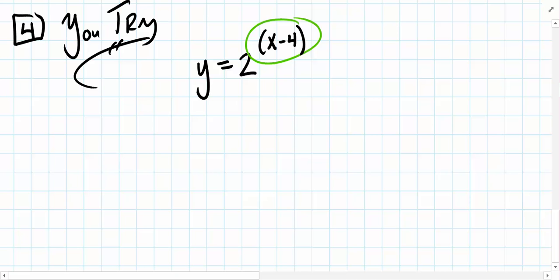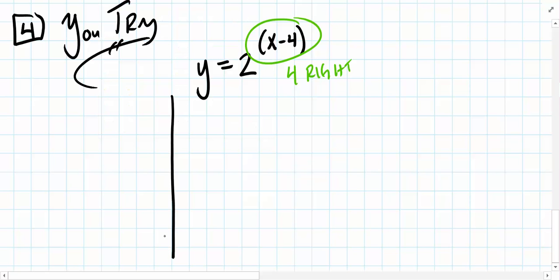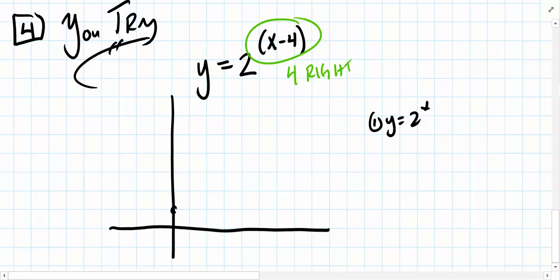So here is how you would do this, okay? This is what I expect you guys to be able to do, all right? So the parent graph, number 1, would be y equals 2 to the x. So (0, 1) and (1, 2). And then you would have this, and we're good with that. Easy? Yes, good.